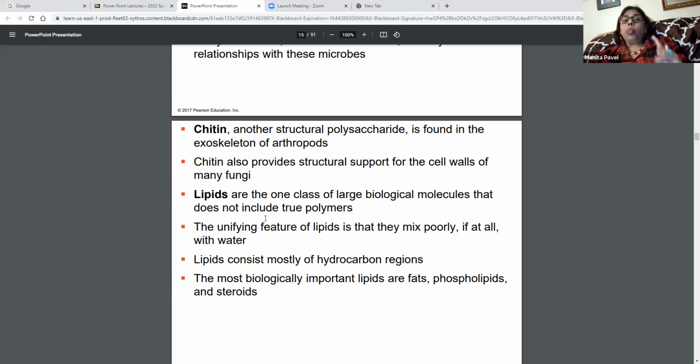Now, lipids are the one class of large biological molecules that does not include polymers. We saw lipids and fats. Why? Because lipids mostly contain hydrocarbon regions and they mix very poorly. If you take water and mix it with a lipid or a fat, the fat does not dissolve in water. It will stay on the top. It will form oil droplets. It is insoluble in water. So lipids and fats are insoluble.